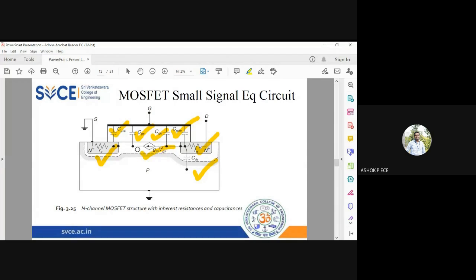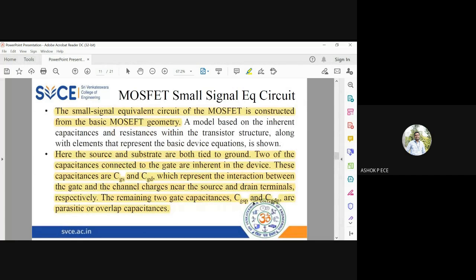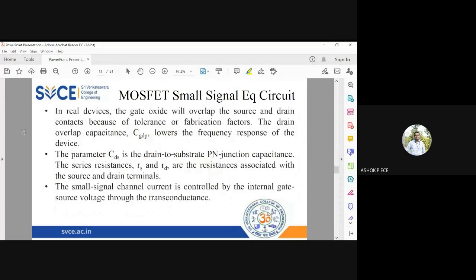Okay, so this is the same as JFET. You have the circuit, except you have two additional capacitances called parasitic or overlap capacitance. These are there because of the interaction with the already existing capacitance between the source and drain terminals. Okay. So in real devices, the gate oxide will overlap the source and drain because of tolerance of fabrication factors. So the drain overlap capacitance will lower the frequency response of the device.